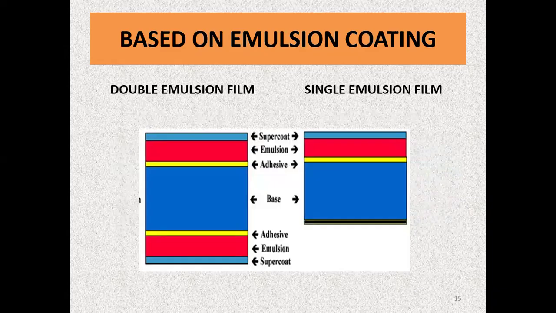Based on the emulsion coating, X-ray films are divided into single emulsion films and double emulsion films. In single emulsion film, above the base, that is the polyester plastic base, only one side of the base will be coated with emulsion. And in a double emulsion film, both sides, upper and lower surface, will be coated with the emulsion.